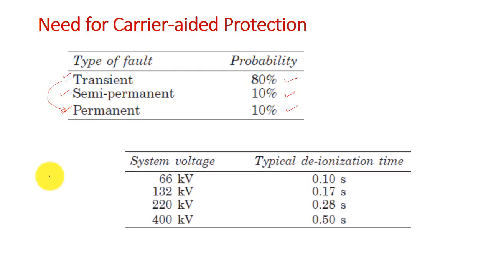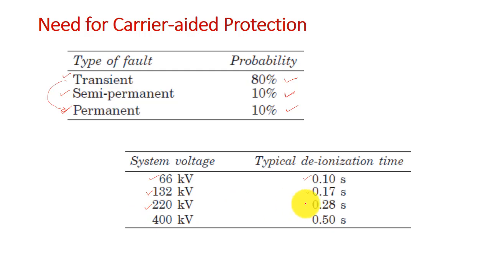So the typical deionization time we give for the auto reclosure of the circuit breaker differs for different voltage levels. For 66 kV, generally the typical deionization time is 0.1 second. So after 0.1 second, the reclosing is allowed. In a 132 kV system, the typical deionization time is 0.17 second. That means after 0.17 second, the reclosure or auto reclosure is allowed.